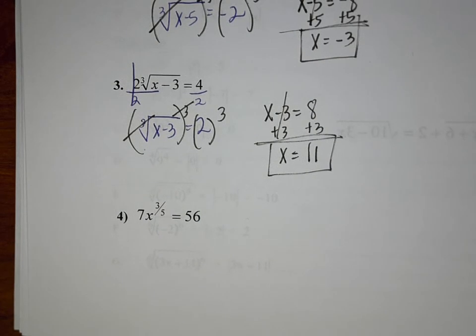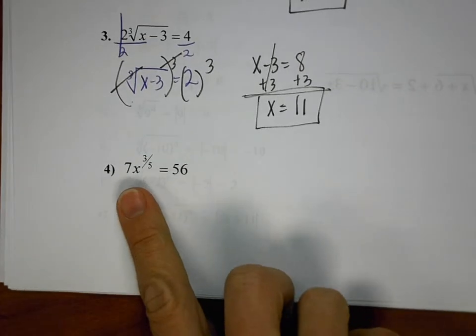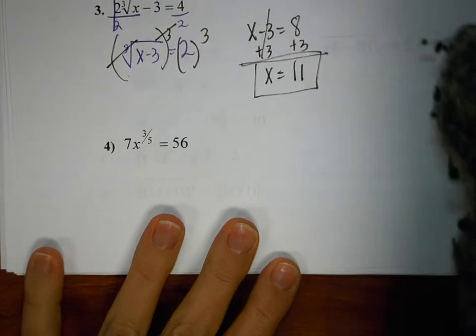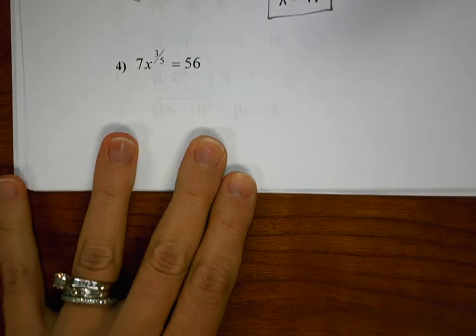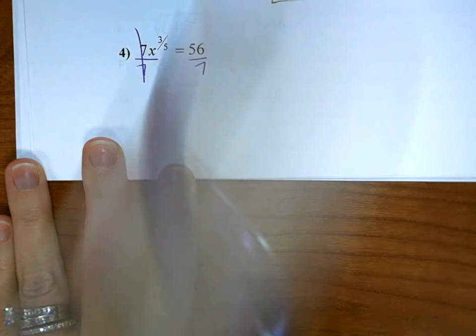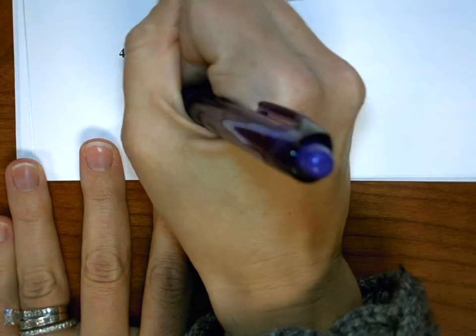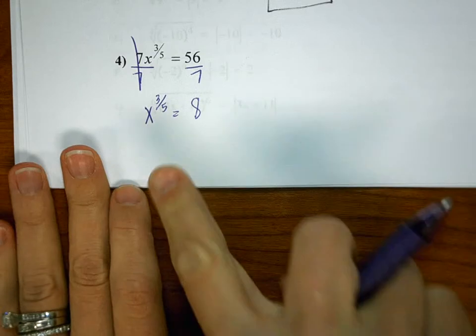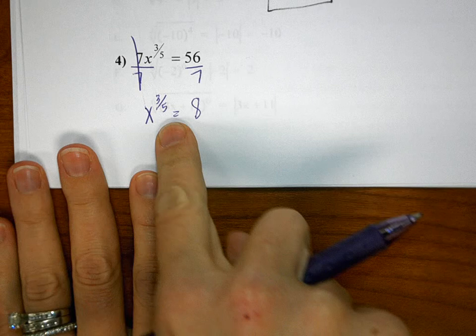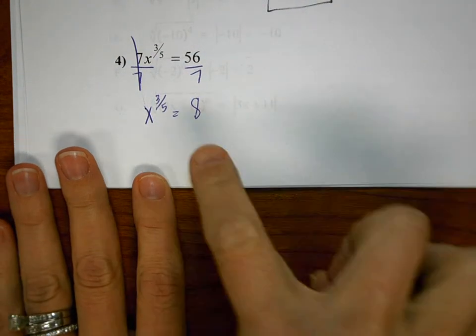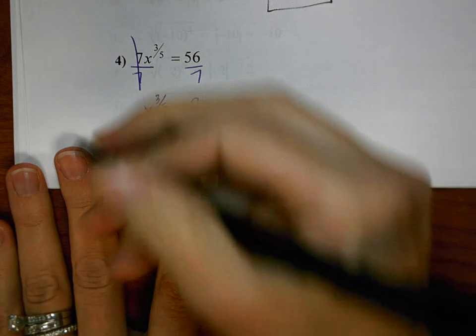Example 4. You want your exponent root to be by itself. So what am I going to do on example 4 first? Very good. Divide by 7 on both sides. So 56 divided by 7 is what? 8 is correct. Okay, now, back at the beginning I told you if you ended up having a fraction exponent like this, you raise it to the reciprocal power. So what would be my reciprocal power here? 5 over 3 is correct.